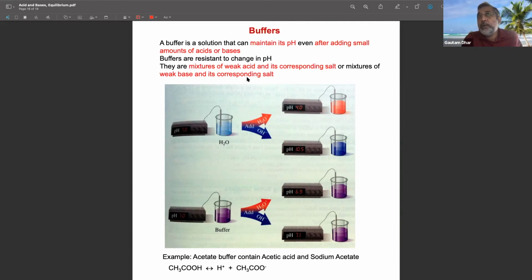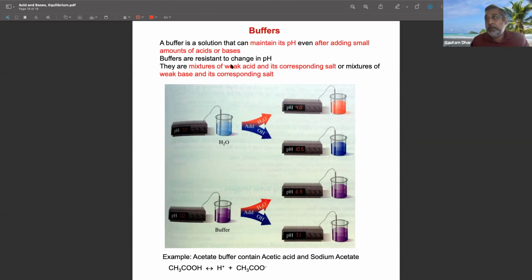And the only way you can do that is keep it buffered by adding a suitable buffer that can maintain that particular pH, even if you are adding a little bit of other things there. Okay, so what are buffers? Buffers are basically, now this is the important word here, mixtures of weak acid and its corresponding salt.